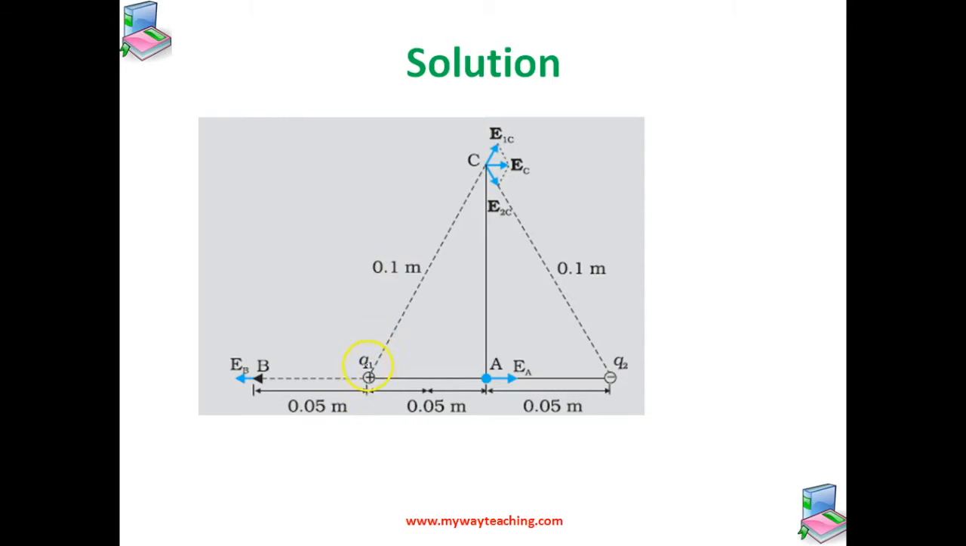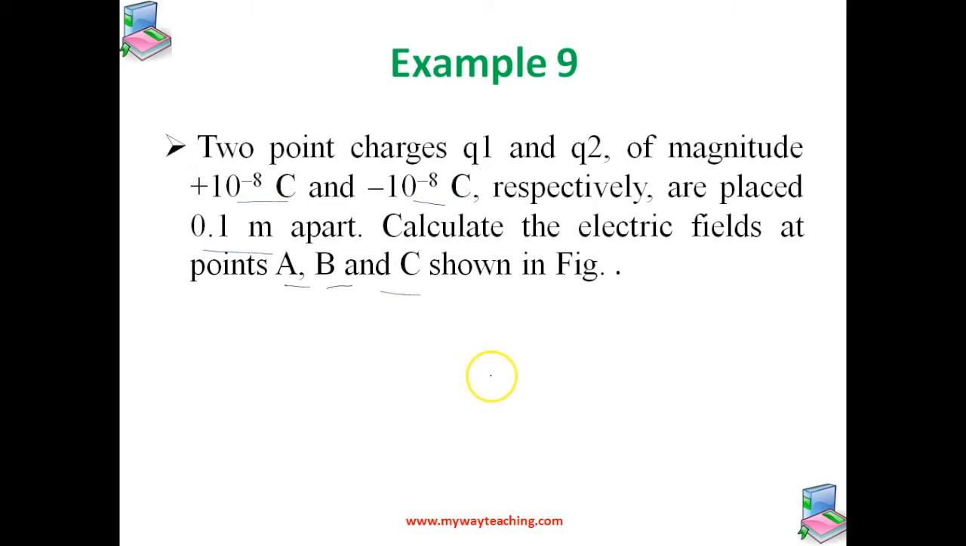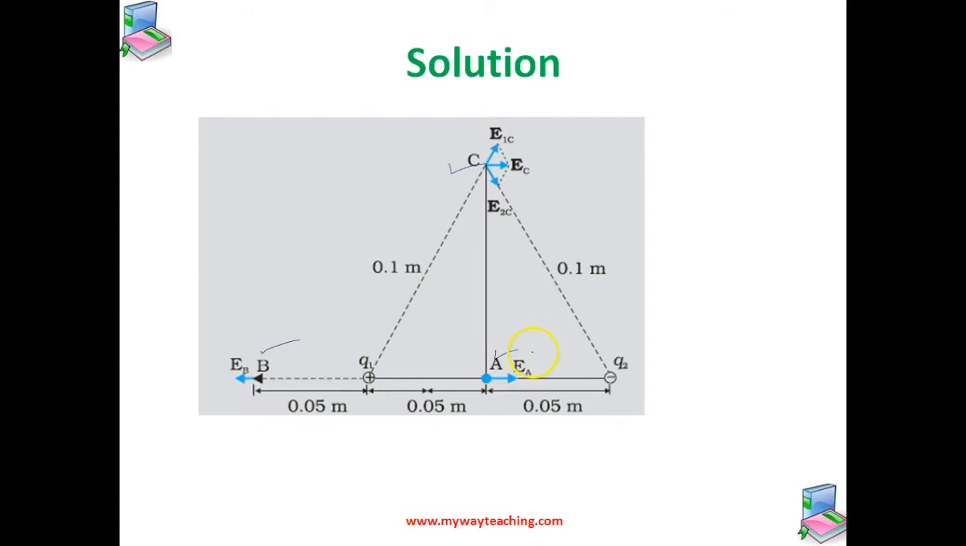They have given two charges Q1 and Q2 of opposite signs. We have to calculate the electric fields at point A, at point B as well as at point C. This is the question. Now let us find the solution for this problem. This figure is the reference for finding the solution to this problem.